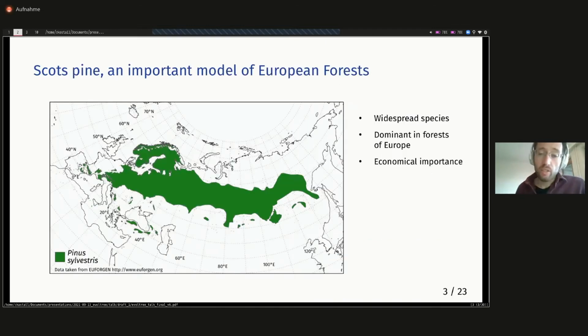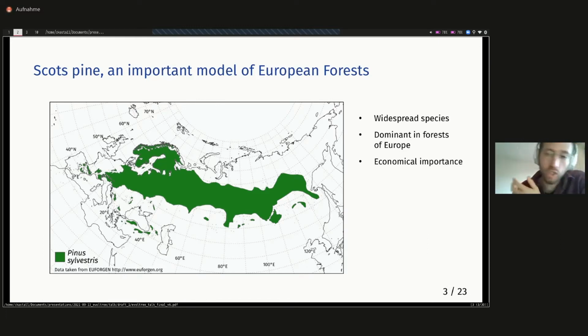So Scots pine, Pinus sylvestris, is a very important model of European forest. As you can see here in green, it has a very wide distribution from Western Europe in Spain to the eastern parts of Asia. It also extends on a very large latitudinal scale. And it's both ecologically a very important species in Europe and also quite important economically.